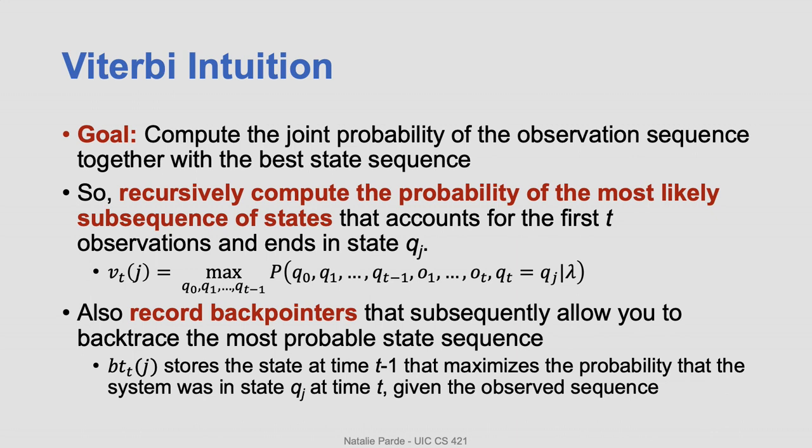When computing the Viterbi algorithm, our goal is to jointly compute the probability of the observation sequence and the best state sequence. So to do this, we just recursively compute the probability of the most likely subsequence of states from time step 1 to t, ending in the current state at time t. Since we want to return the most probable state sequence, we also record back pointers along the way, just like we did when computing the minimum edit distance. This allows us to easily backtrace through the most probable state sequence once we're finished.